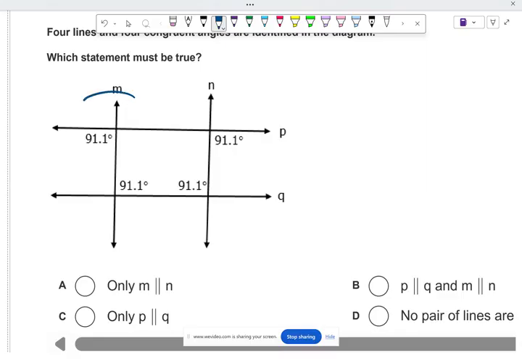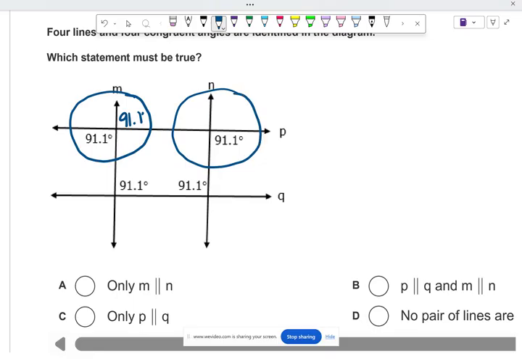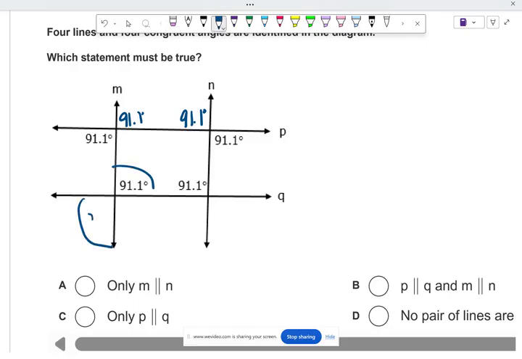All right, I know that in this little cluster, I have a 91.1, so its vertical angle would be 91.1 degrees. All right, in this little cluster, I'm going to do 91.1 for the vertical angle. Same thing down here. And finally, right there. Now, we could fill in the missing angle measures, but we actually have enough with what we have.